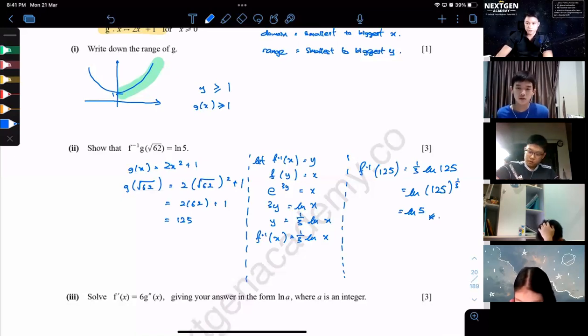Oh, surprising, this one is only 3 marks. The mark scheme is sometimes a bit funny, and for the tough questions they give so little marks. Sometimes an easy one, they suddenly give you 5 marks, 6 marks. So sometimes it really depends on your luck also on the paper.